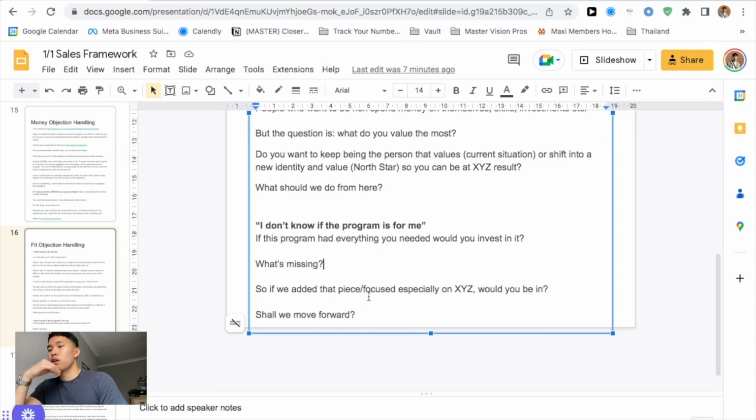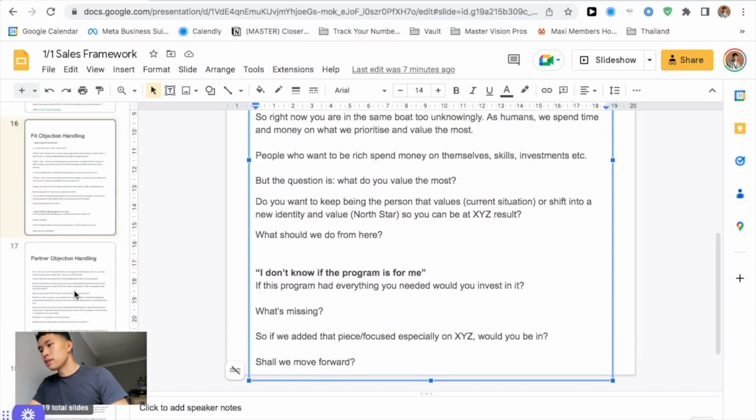So here, you obviously be smart. If they say they want to add something completely irrelevant or different, then maybe not go with this. But if, let's say in the pitch, you missed out on accountability, and they really value accountability, so if we focused on accountability, if we focused on getting you in the right route in our group and connecting you with other like-minded people, especially in these next couple months, would you be in? And then they'll say yes. So that's the fit objection.